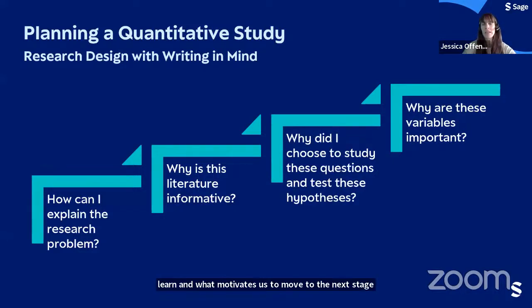How can I explain the research problem? Keep in mind your audience when thinking about how to explain your research question. Why is this question important, not only to you, but to your readers? This will help you in framing your question and couching it in the appropriate literature.